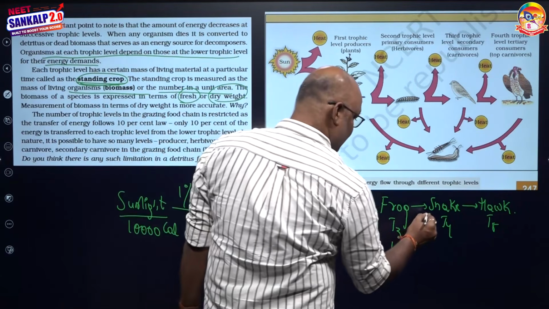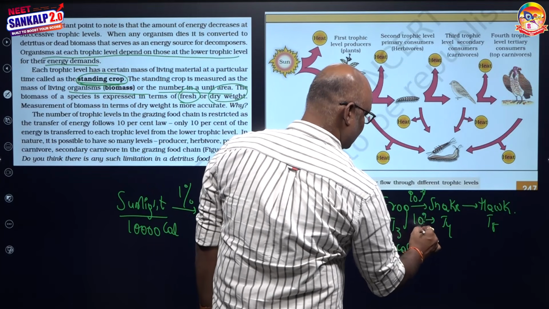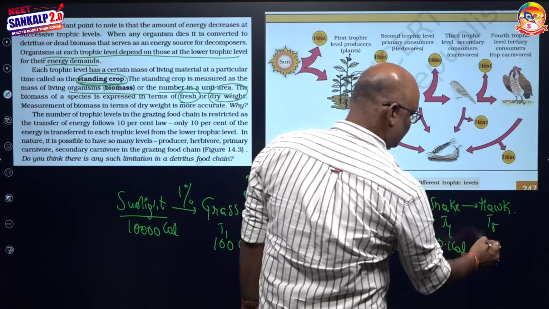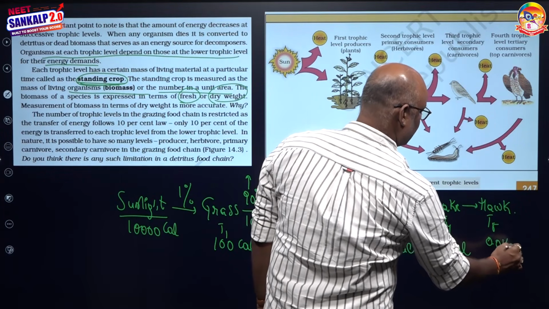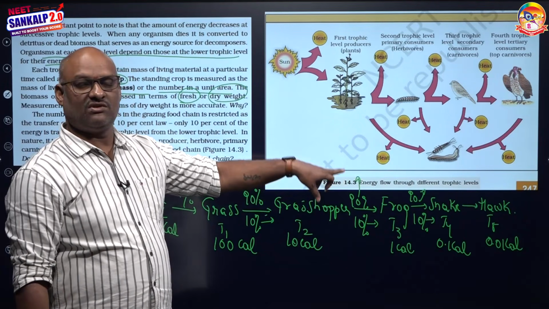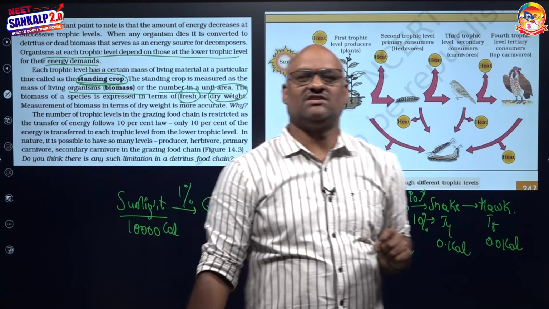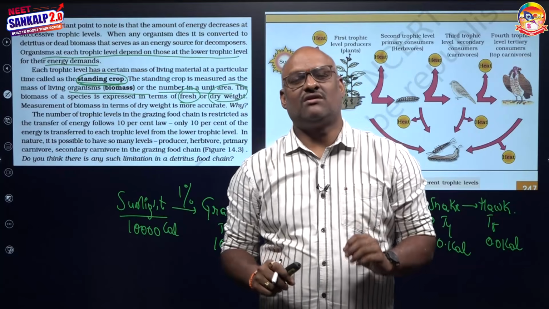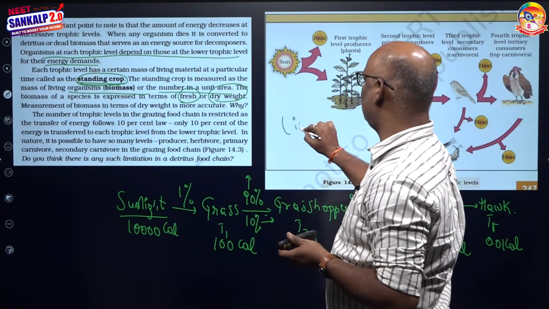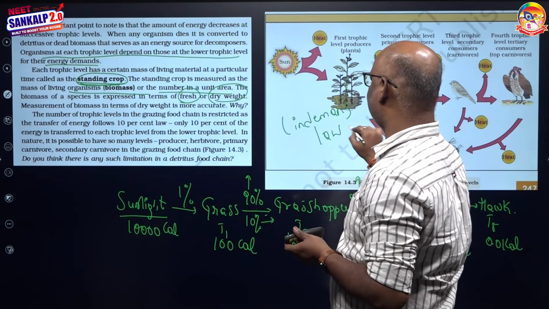Now, again the frog will utilize 90% of the energy and 10% will be transferred to the next level. 0.1 calories will be transferred to the snake, and when it comes to the hawk, only 0.01 calories are transferred to the hawk. This is how at every level of the food chain 90% of the energy is utilized by the organisms for themselves, for their respiratory losses, and only 10% of the energy is transferred to the next level. This law is called the 10% law, which is given by Lindemann, and this law is also called Lindemann's law.